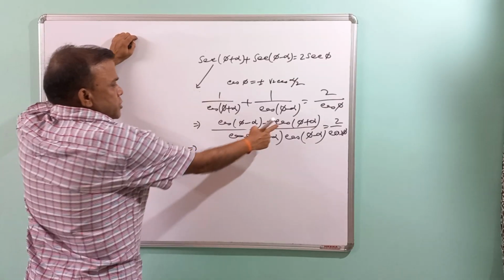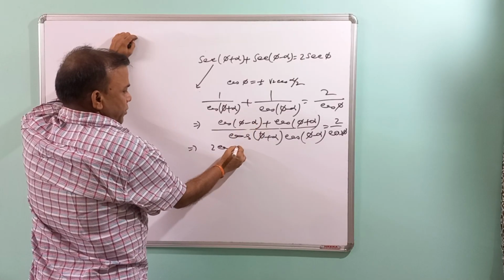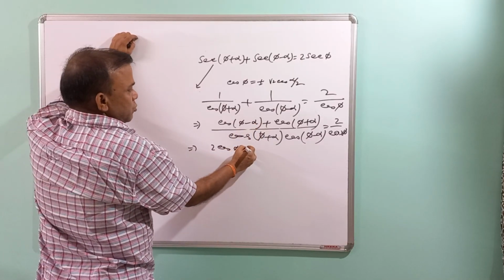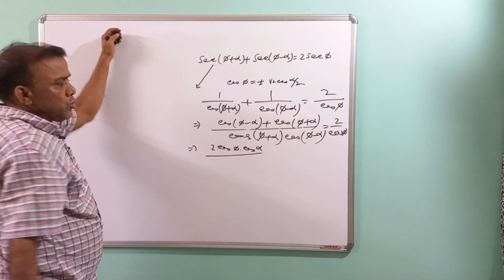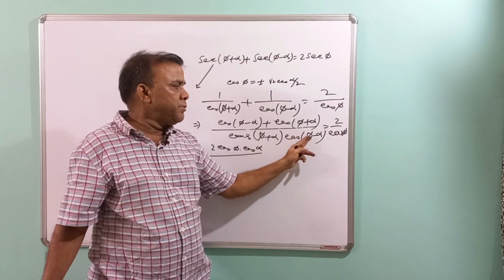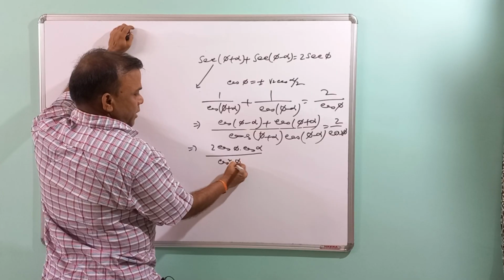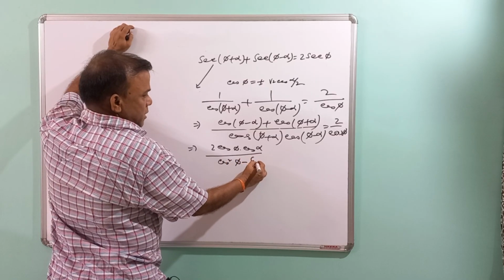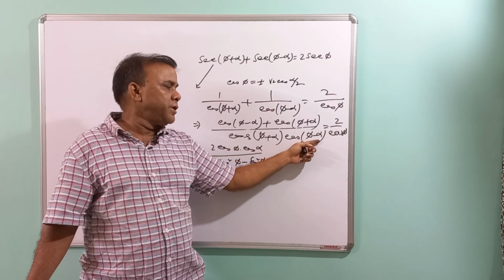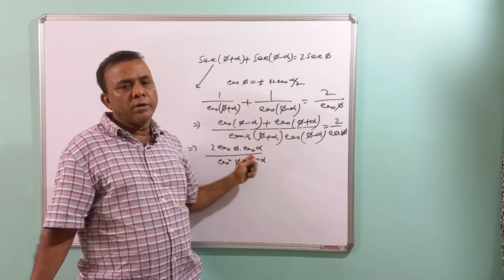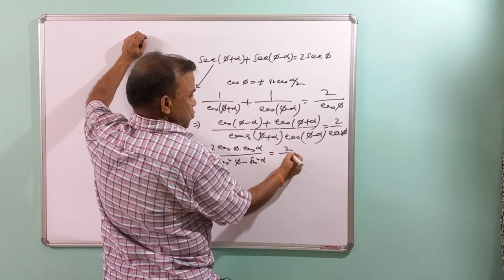Okay. Cos C plus cos D equals 2 cos (C plus D) by 2 into cos (C minus D) by 2. Finally, 2 cos phi into cos alpha. Cos(A plus B) into cos(A minus B) will be cos square phi minus sin square alpha, as we know that cos(A plus B) into cos(A minus B) is equal to cos square A minus sin square B. Okay. Equal to 2 by cos phi.